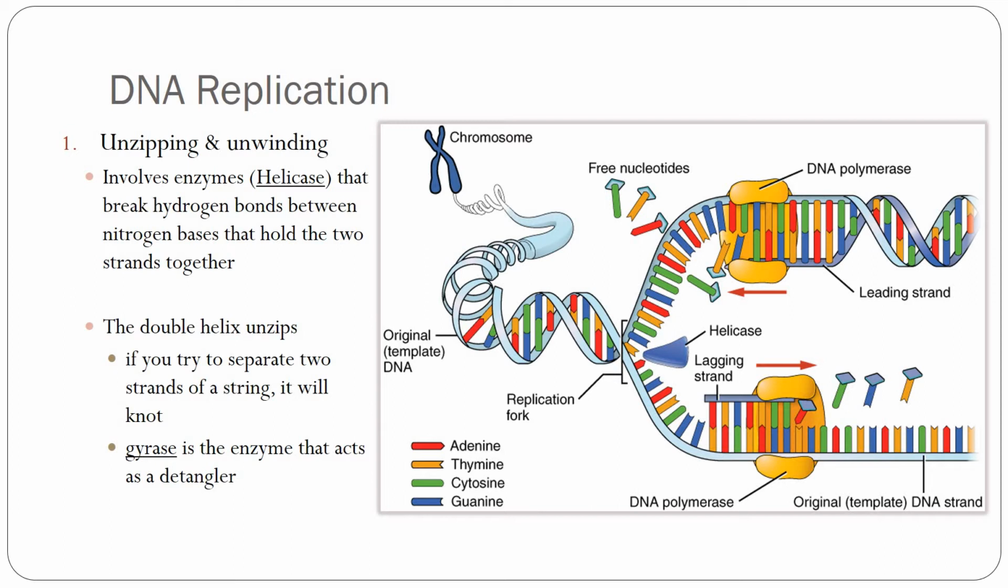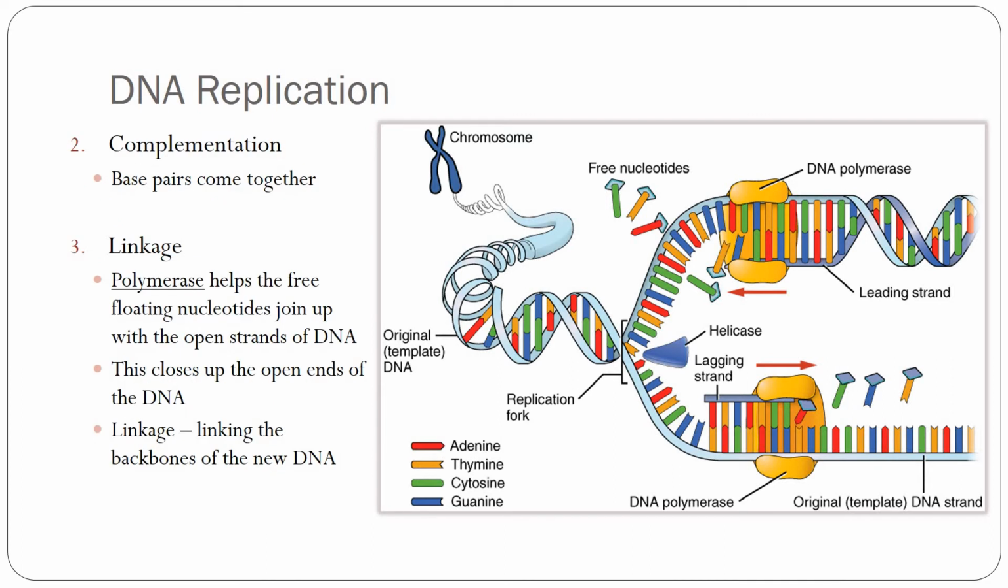And if you try to separate 2 strands of a string, it will most likely get tangled. So this thing called gyrase is going to act as a detangler. So gyrase will also work at this time to make sure that detangling happens so that it doesn't get tangled up and the DNA can actually split properly.